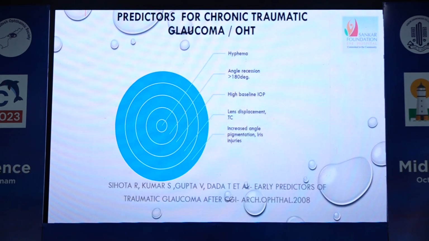When we see any traumatic glaucoma, we should keep the following predictors in mind. Nowadays, we are addressing them as biomarkers. Predictors for chronic traumatic glaucoma or ocular hypertension: first and foremost, hyphema, which occurs during the early phase; angle recession of more than 180 degrees; high baseline intraocular pressure; lens-related factors, such as traumatic cataract or lens displacement; and increased angle pigmentation or any iris injuries like sphincter tear.